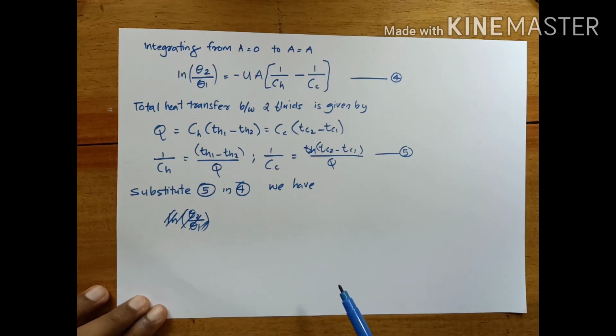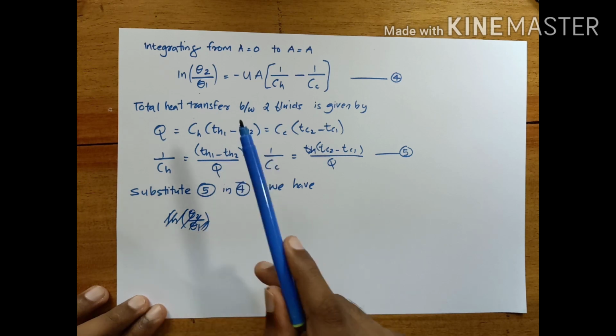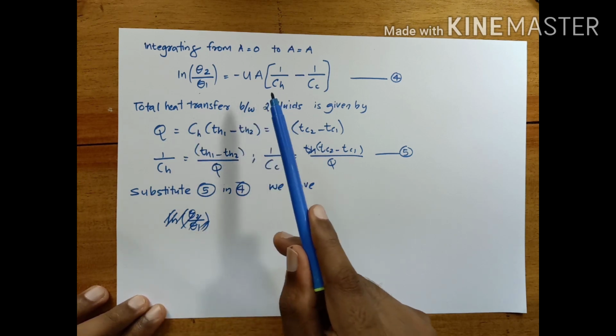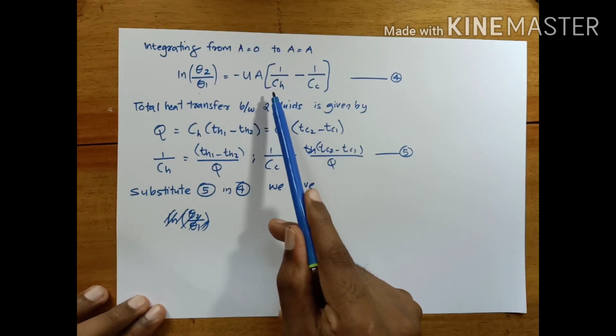We will be getting log theta 2 minus log theta 1, that is log a minus log b equal to log a by b. We write it as natural log of theta 2 by theta 1, which is equal to again minus U into area, that is dA will be changing to over the entire area, capital A, and 1 by Ch minus 1 by Cc.